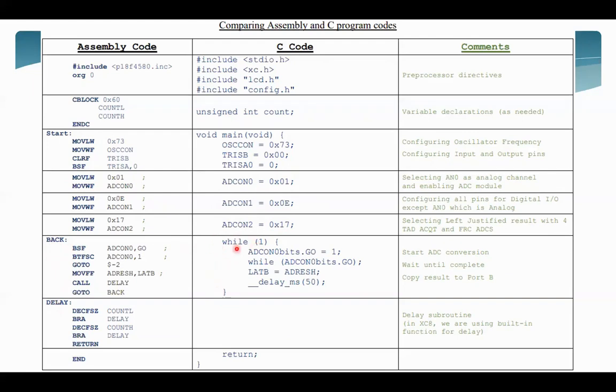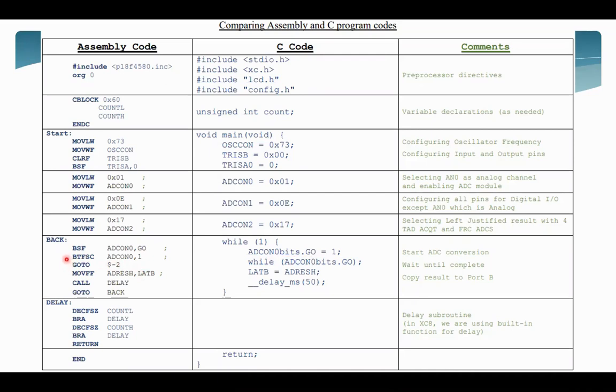while(1), and we start our ADC conversion here by setting the GO bit. So BSF ADCON0, GO. In C, it is written as ADCON0bits.GO = 1. Then we have to wait for the GO bit to become 0. BTFSC, skip if clear, and goto $-2.